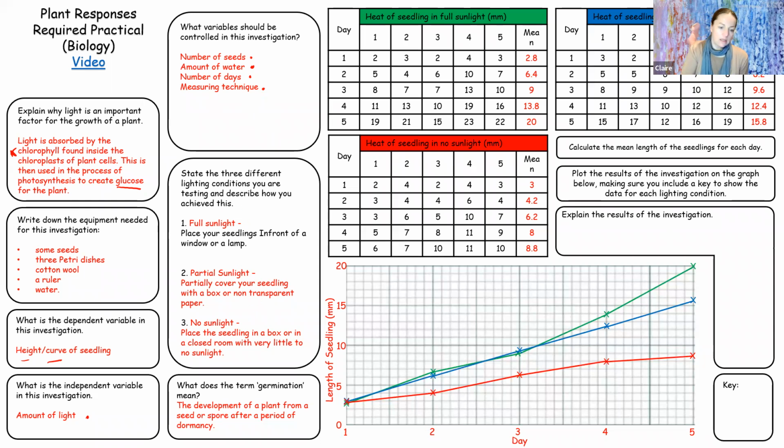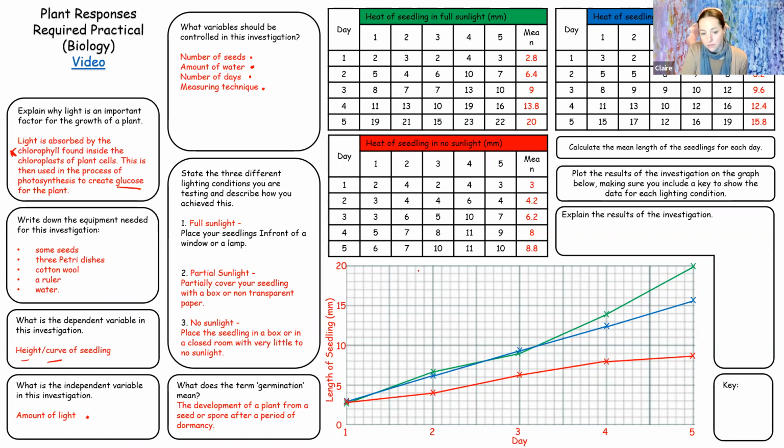It says germination, development of a plant from a seed or spore. So that they could link in. Well, what does germination mean? It is from when it turns from a seed and it starts to sprout, basically.